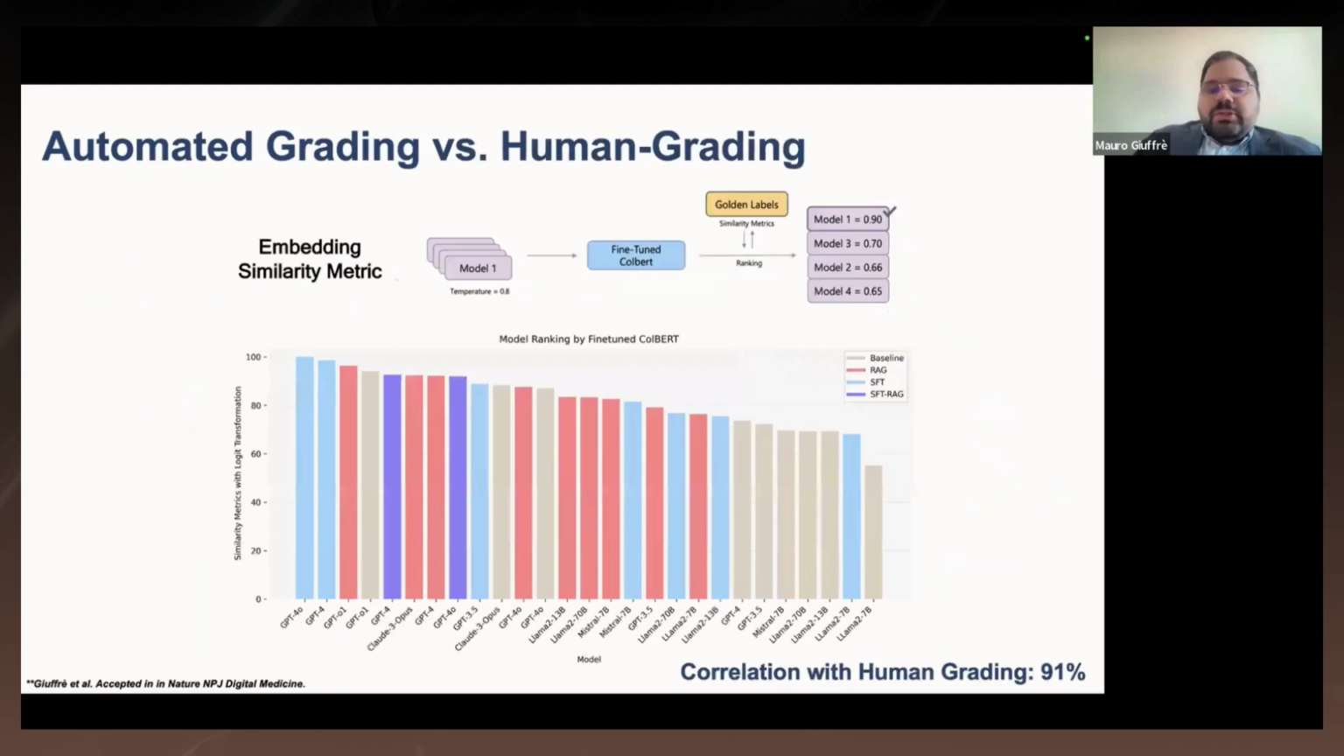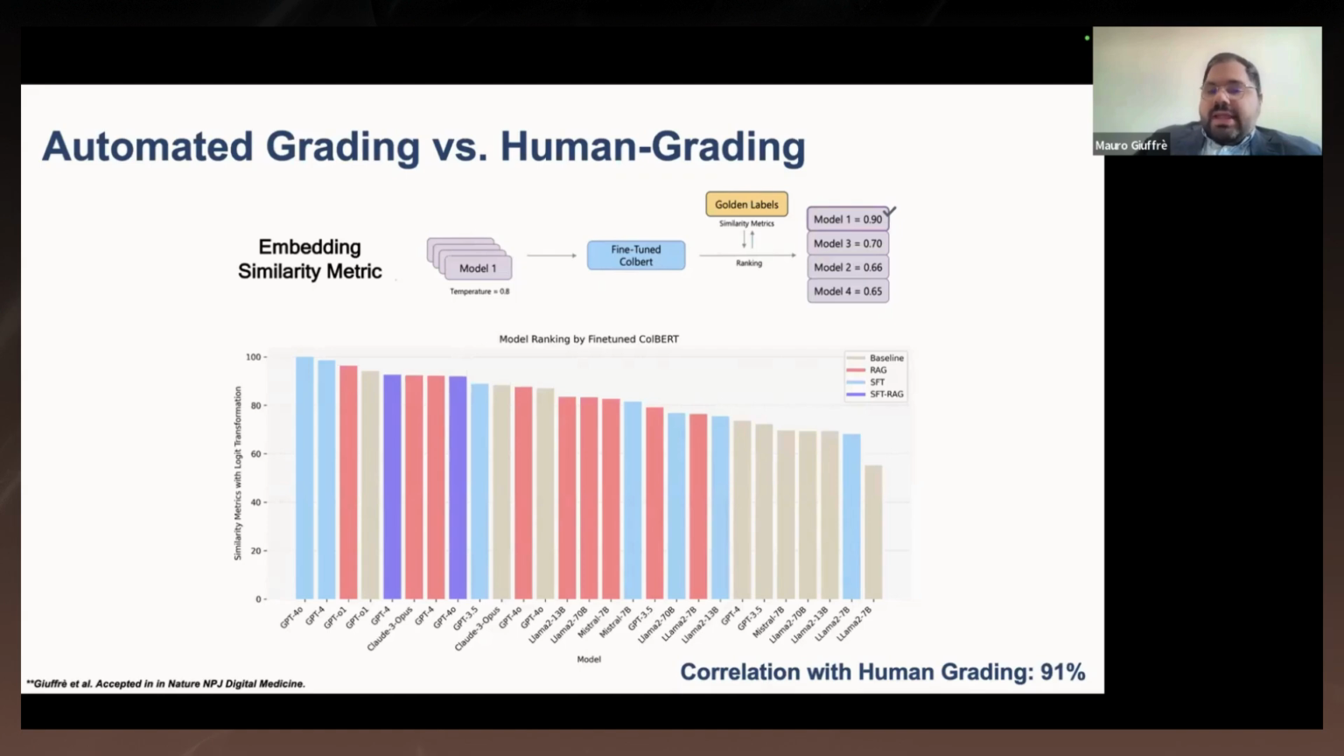What we did, we also created an automated way to evaluate answers, and we used expert answers on upper gastrointestinal bleeding, especially liver-related upper gastrointestinal bleeding, so esophageal varices. And we created a way to compare model answers to expert answers using an embedding model. So we fine-tuned an embedding model, which is how the vectors are created, on the expert answers. And we use this embedding model to calculate the metrics of similarity with the experts.